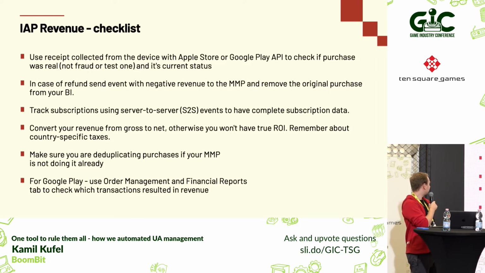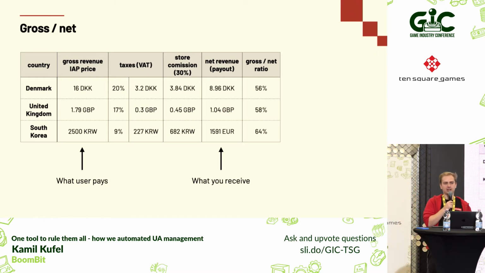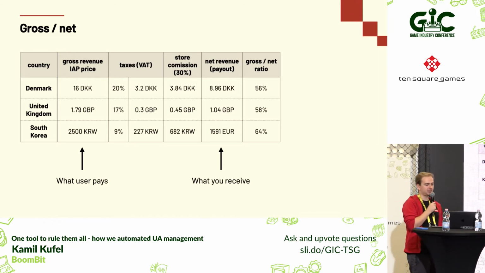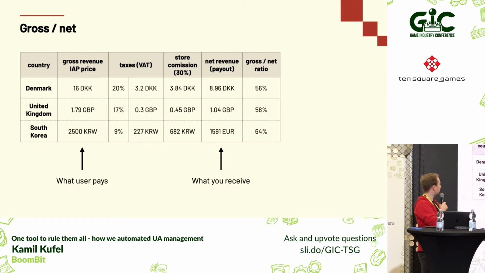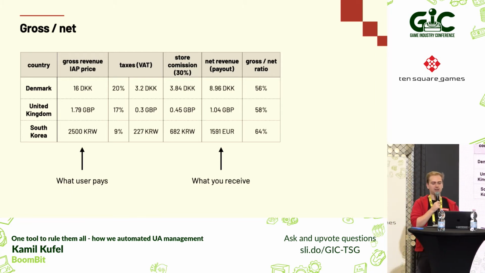Of course, the duplication, and one more important thing, the difference between gross and net. Most MMPs show in-app revenue as gross. We created a mapping table where we remove the store commission and the VAT from the original price of the item, which again increases our accuracy of the data. So, for instance, to get net revenue from users from Denmark, we have to multiply the item price by 56%, because this is only what we get from that purchase.